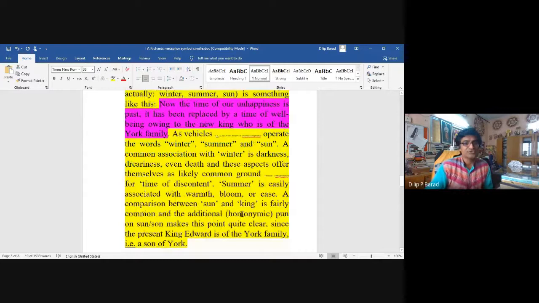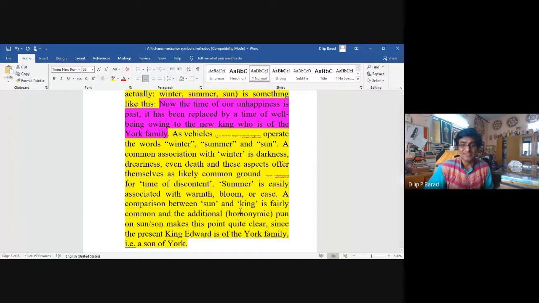A common association with winter is darkness. Now see how the analysis is done, which is what we will expect from you also. How are you going to analyze a poem? Look here, how the analysis is done of this particular line. Winter is darkness, dreariness, even death. And these aspects offer themselves as likely common ground for time of discontent, time of unhappiness.